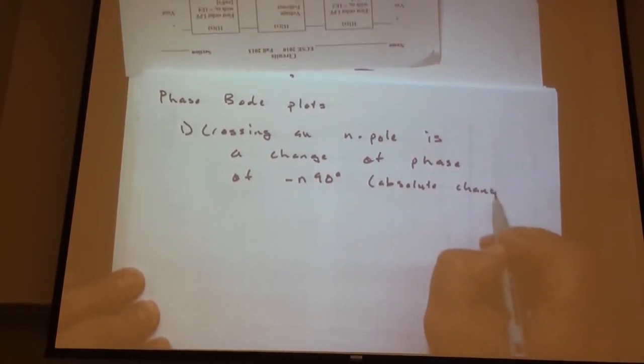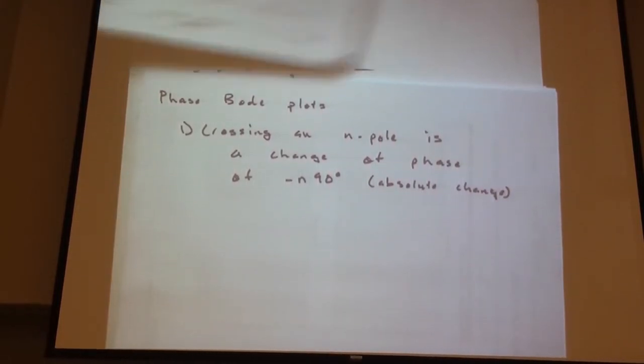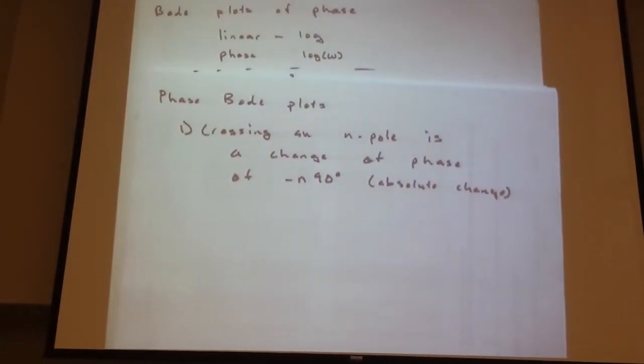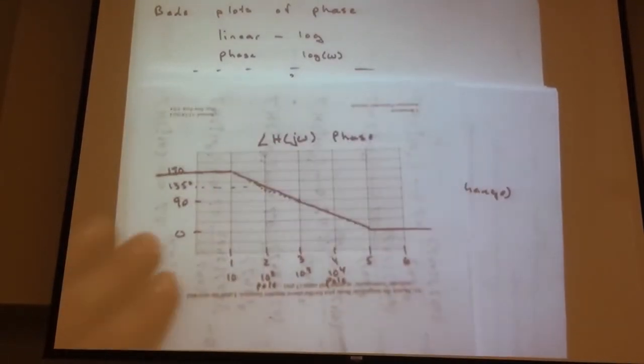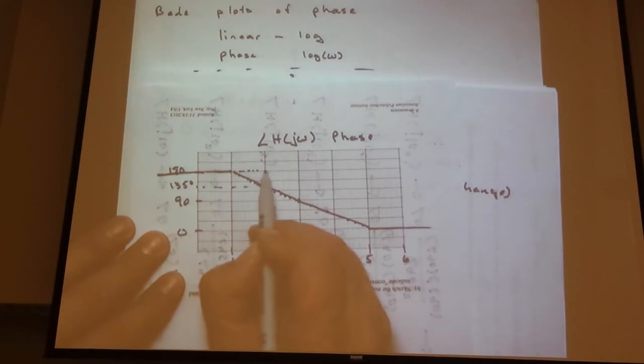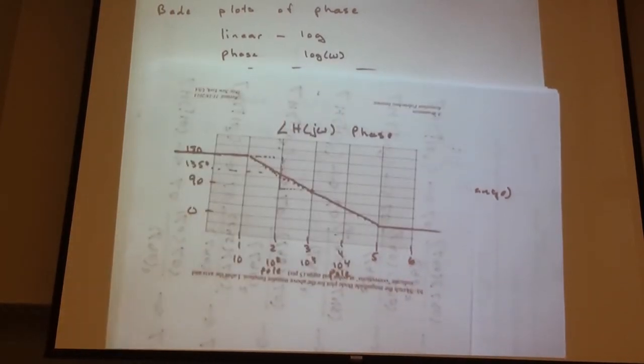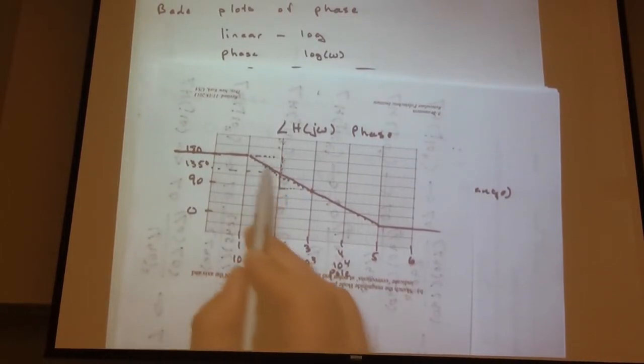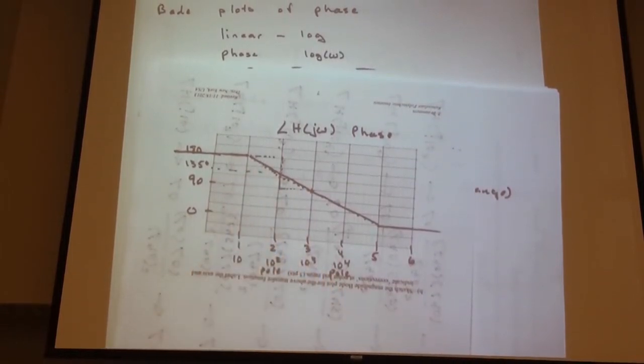Now here's where things get a little bit fuzzy. It's an absolute change, but how do you draw it? For example, could I do something like this? There's my pole, and then I do that. Is that a reasonable thing to do? So here I drew it kind of linearly over 2 decades, but could I have a sharp drop like that? It's a trick question.